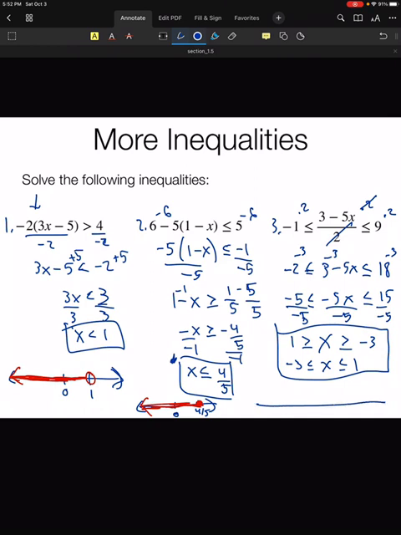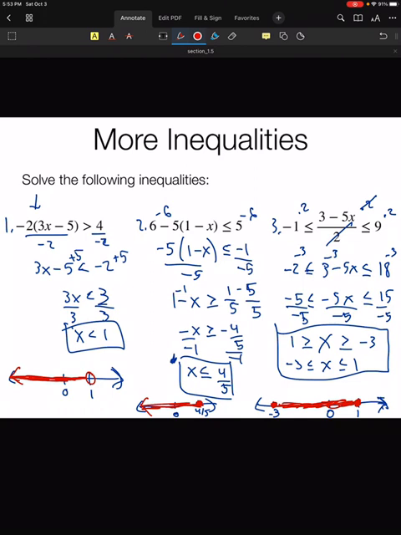All right? And so if we make our small number line here, apologies about my terrible number line, we've got negative 3, 1, here's 0. It's less than or equal to, and so if we shade in those values and we shade in the area in between. Okay, so great.